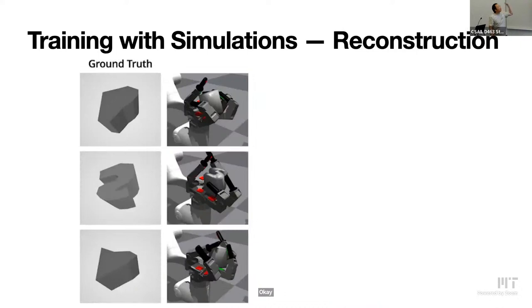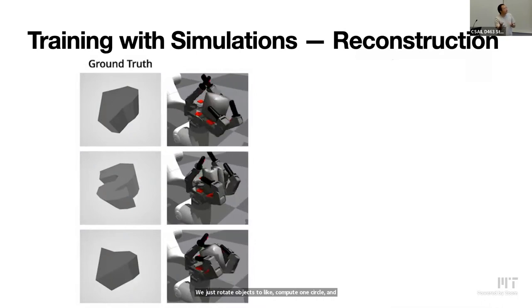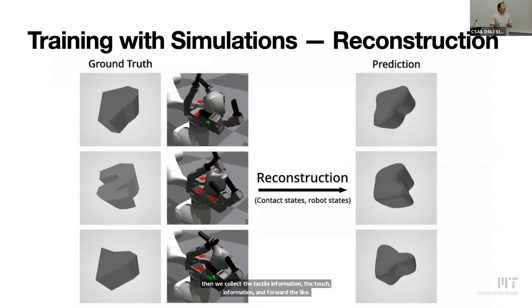Yeah. So keep going. A very interesting thing we did after training this policy is that we tried to understand if this information is sufficient to actually understand the object. So we have the object in our hand, we have the policy, we just rotate the object to complete one circle, and then we collect the tactile information, the touch information, and forward it to train a model to basically do shape reconstruction. And then we find that it can do quite reasonable shape reconstruction given this touch sensing after rotating one circle. So essentially it shows that these sparse, binary signals, with one circle of contact, can sense the shape of the object.